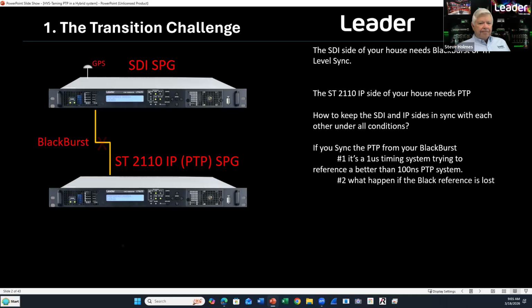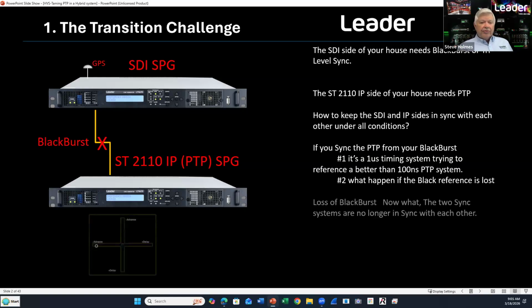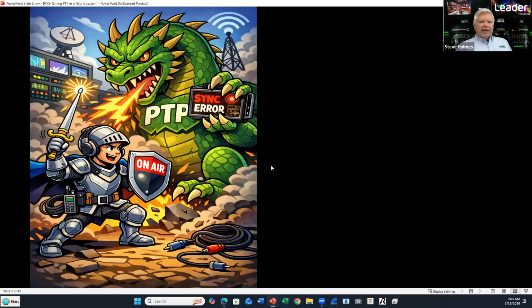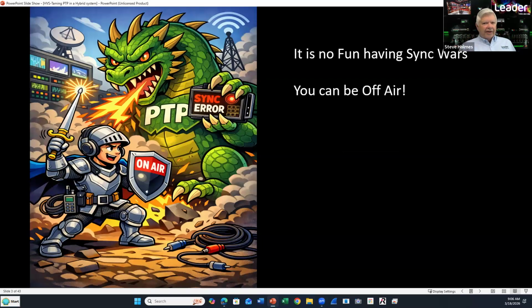The other issue is if something happens to that black burst link, you will now have an issue where the two systems are no longer in sync with each other. Most of us at one time or another have seen this very issue where we've got unsynced sources and they're just flying by when we try to look at a timing display. It's not really the best way to do this. So we want to stay away from having sync wars. We do not want them. It can take you off air very quickly.